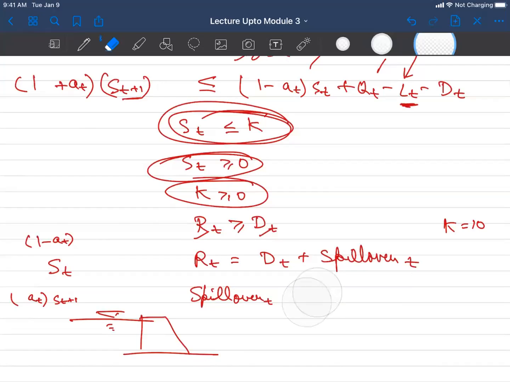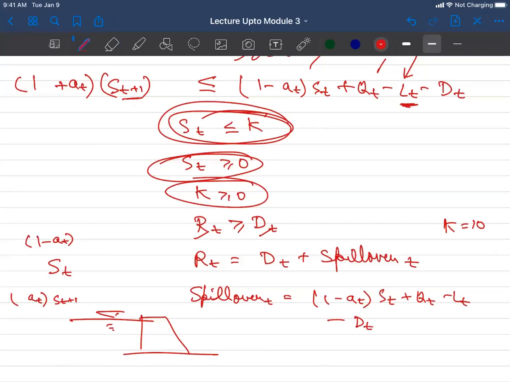So it becomes (1 minus A_t) multiplied by S_t plus Q_t minus L_t minus demand minus A_t into S_t+1 minus K. That's it. This is the amount that should be spilled over.